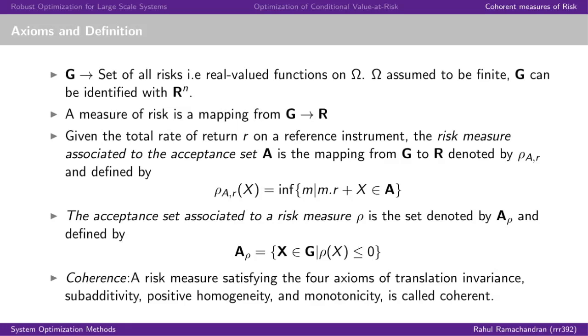The total rate of return R on a reference instrument is given, and the risk measure of an acceptance set A is defined as the infimum of the set of m such that m times R plus X is in the acceptance set A. The acceptance set associated with the risk measure rho is the set of X in the set G such that the risk measure of this X is less than 0. We also define coherence as the phenomenon of a risk measure satisfying the axioms of translation invariance, subadditivity, positive homogeneity, and monotonicity.